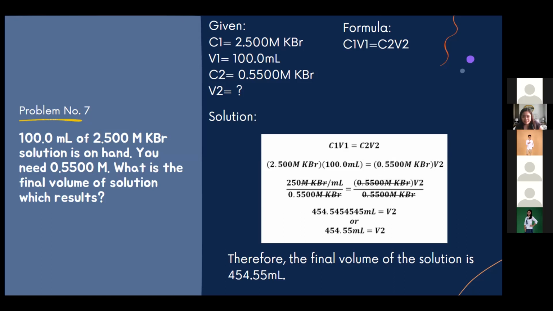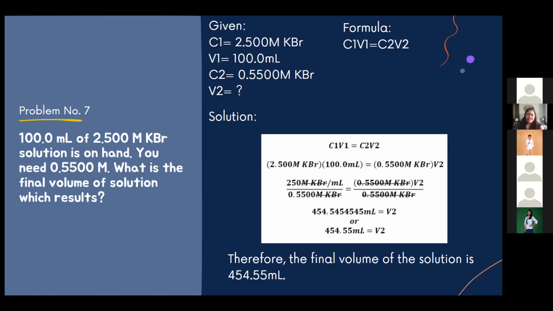So, we multiply yung 2.500 sa 100.0 ml. Answer po niyan is 250 ml over 0.5500 equals V2. So, gi-divide po namin siya. So, ang answer po is 454.545455 ml equals V2, or 454.55 ml equals V2. So, therefore, the final volume of the solution is 454.55 ml.